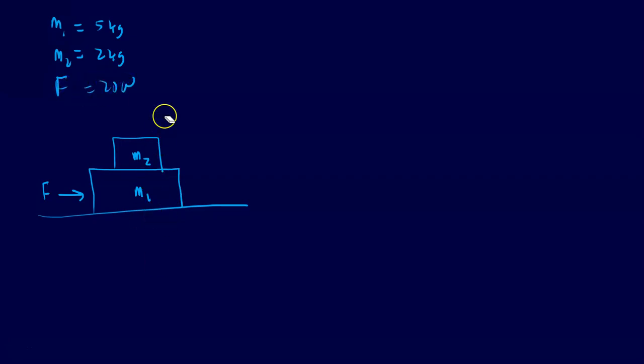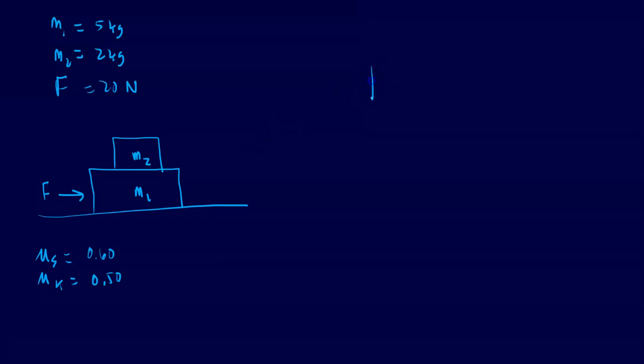There's no friction between M1 and the ground, but there is friction between M2 and M1. And so for that surface, we're given the μs and the μk as 0.60 and 0.50. And what you're told to find is the horizontal force that M2 applies on M1. And so let's try to unpack this one.